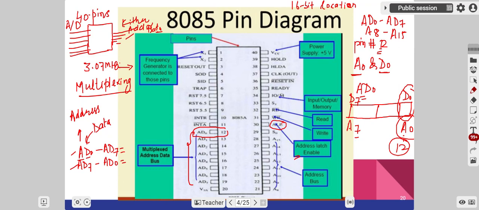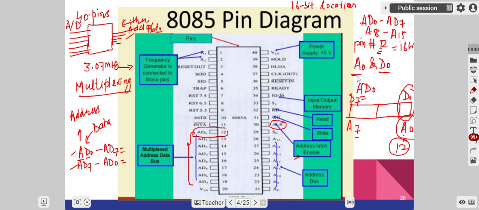So a 16-bit address can be accessed with the help of 16 address lines, out of which 8 address lines can be demultiplexed from pins 12 to 19. On the other hand, the other 8 address lines are on pins 21 to 28. So it totally becomes A0 to A15, which is equal to a 16-bit address.